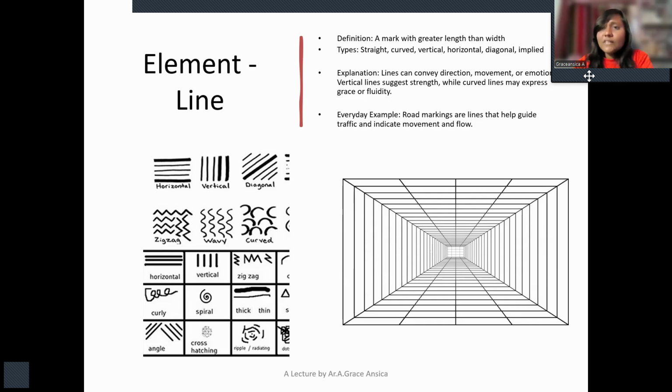Now, you have a road. On the road, you can see white lines. White lines automatically tell you the flow of movement. So the line basically has two characters, one direction, the other one is movement. It can also implement a little bit of emotion. The vertical line suggests strength, while curvilinear or curved lines give you fluidity and gracefulness.